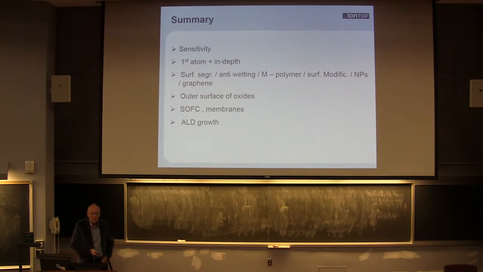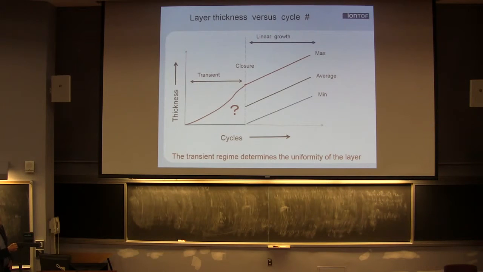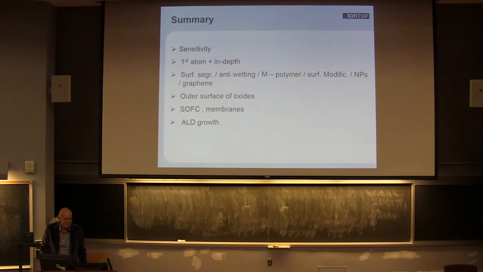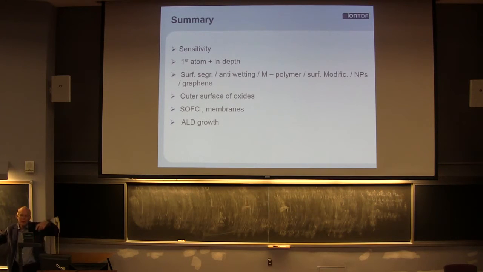Let me slowly get to a summary. What I've been trying to tell you is that we can look at the outermost atomic layer and in depth. We can look at surface segregation, anti-wetting, and all these things. They teach you that the outer surface is very often different from what you think. And so if you want to understand chemistry or adhesion or other processes that are surface related, it's good to know what's at a real surface. And I illustrated that with oxides, SOFC membranes, and ALD growths.